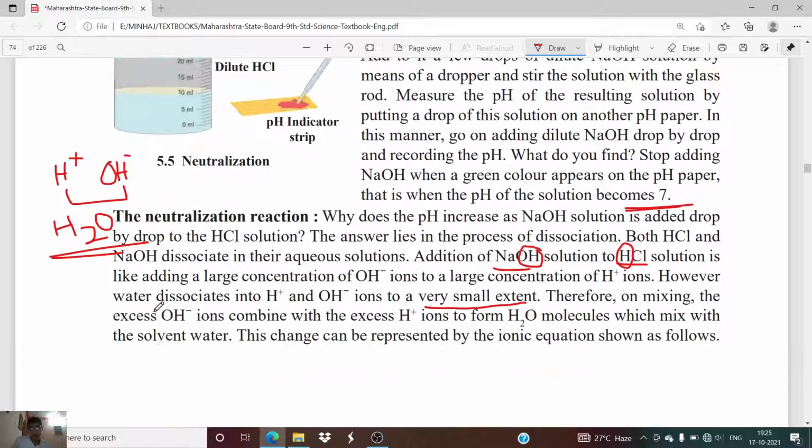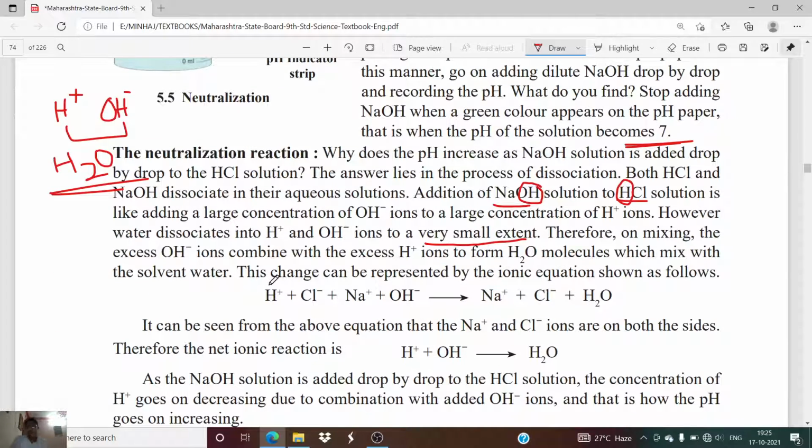the large numbers of H plus and OH minus ions which were dissociated have combined again to form H2O. Therefore, on mixing, the excess OH minus ions combine with the excess H plus ions to form H2O molecules, which mix with the solvent water.